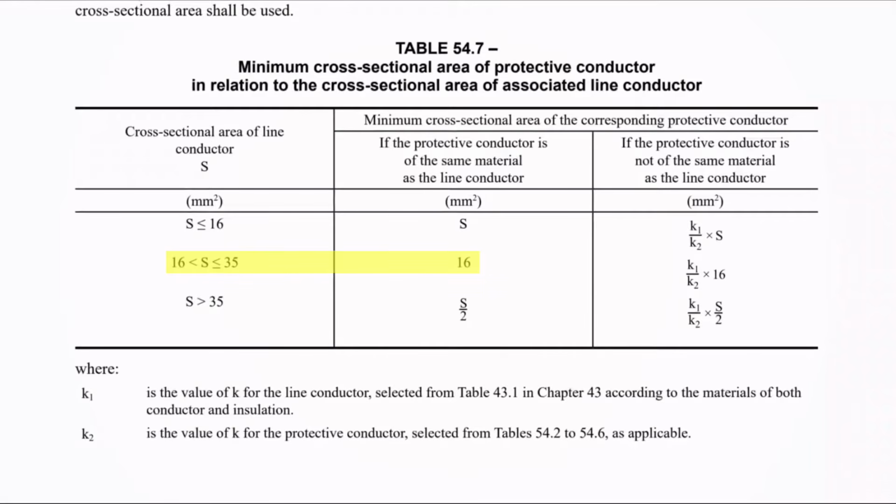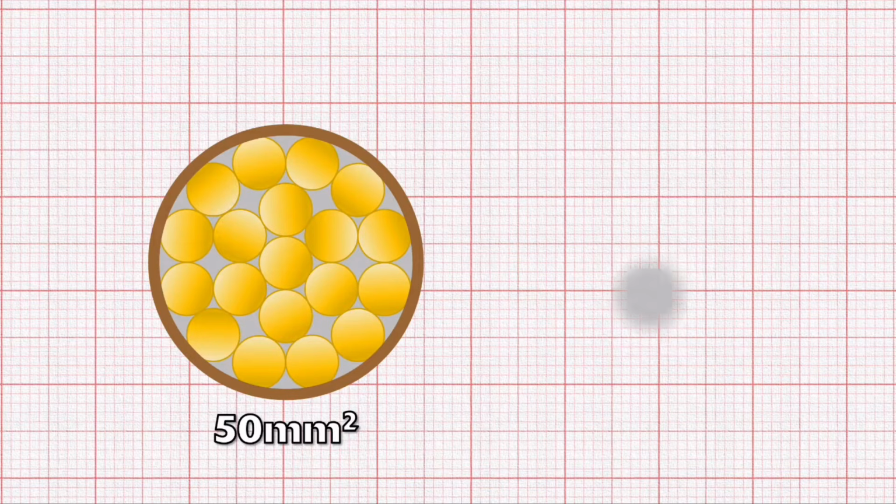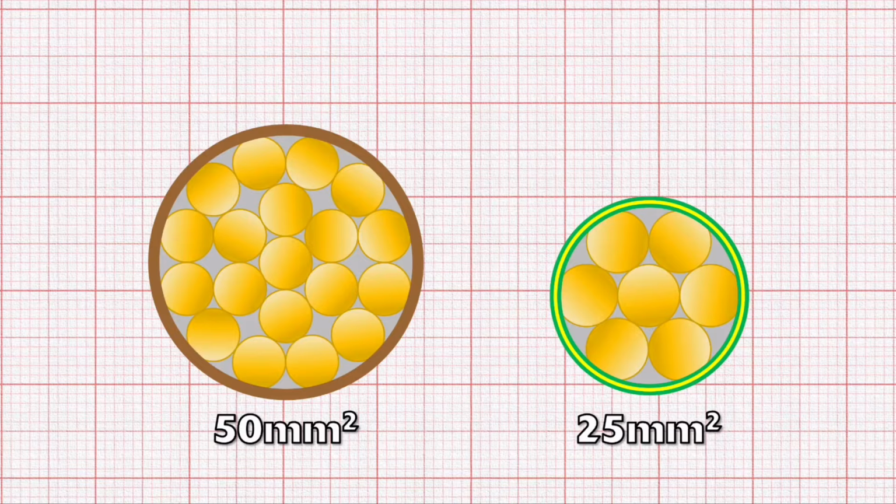Once we get to the second line, we see that the requirement changes a little. Now for cables with a line conductor above 16mm up to and including 35mm, the protective conductor should be a minimum of 16mm as a standard size. So now the CPC is getting smaller than the line conductor. And finally, the bottom line tells us that if the line conductor is above 35mm, then the CPC needs to be a minimum of S divided by 2, or in other words, at least half the size of the line conductor. Again, the protective conductor can now be considerably smaller than the line conductor. For example, if it's a 50mm line conductor, then the CPC could feasibly be a 25mm squared conductor.